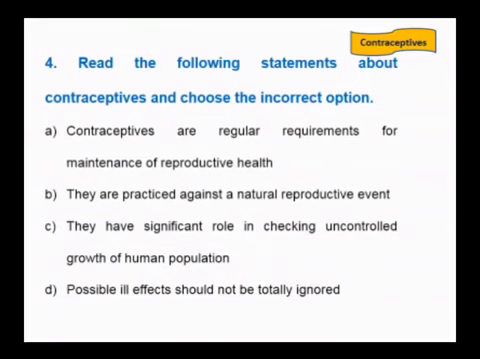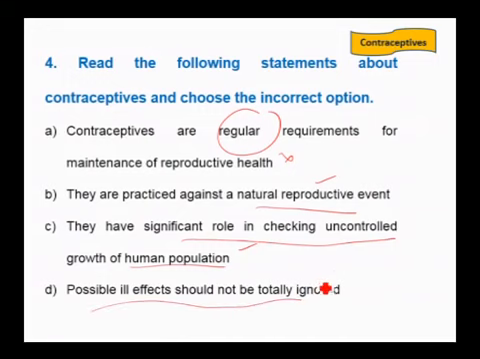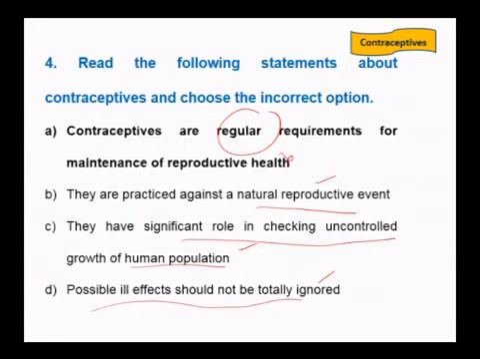Read the following statements about contraceptives and choose the incorrect option. Contraceptives are regular requirements for maintenance of reproductive health. Of course, they are not regular requirements, so this is the wrong option. They are practiced against natural reproductive events, right? Then they have a significant role in checking uncontrolled growth of human population. This is also right. Possible ill effects should not be totally ignored. This is also right. So A is applicable: contraceptives are not actually regular requirements for maintenance of reproductive health. Therefore, this is the right option.